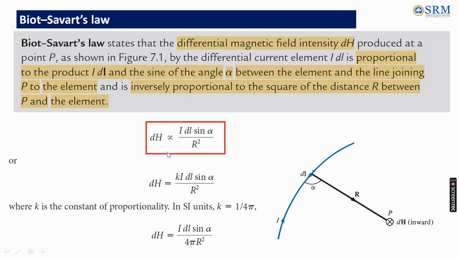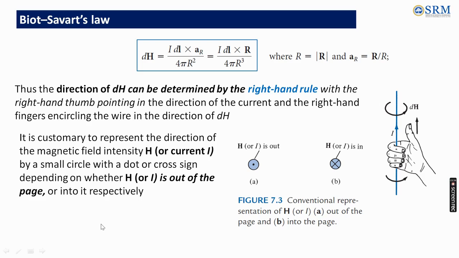This is expressed mathematically as dH is directly proportional to I dl sine alpha by R square. If I remove the proportionality, it is going to be K I dl sine alpha by R square. My proportionality constant is going to be 1 by 4 pi, instead of 1 by 4 pi epsilon naught in Coulomb's law. So we can apply this K value and we will get the magnetic field intensity.